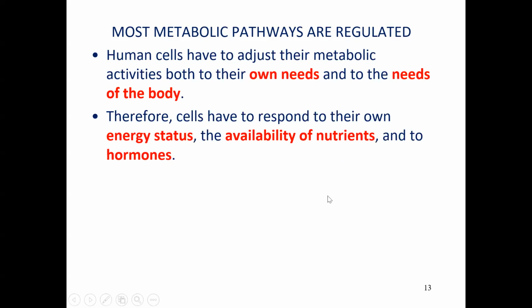So cells have to respond to their own energy status. If the cell has very little energy, then it needs to speed up the reactions that will produce energy, and also respond to the availability of nutrients. Our metabolism doesn't happen the same way whether we are eating or fasting. After a carbohydrate-rich meal, some pathways will go fast and some will go slow. The same thing if we're fasting: some pathways will be activated and some inhibited. So energy status, availability of nutrients, and hormones are the three regulatory keys, if you want, to our metabolism.